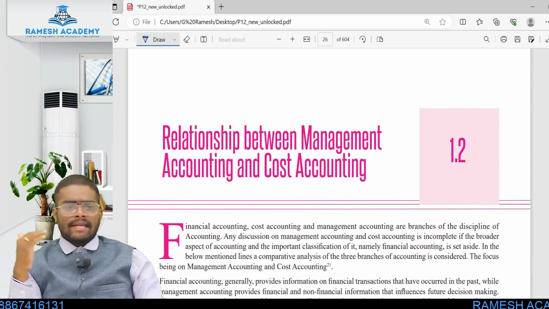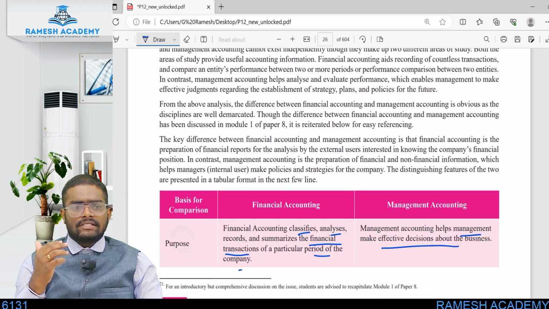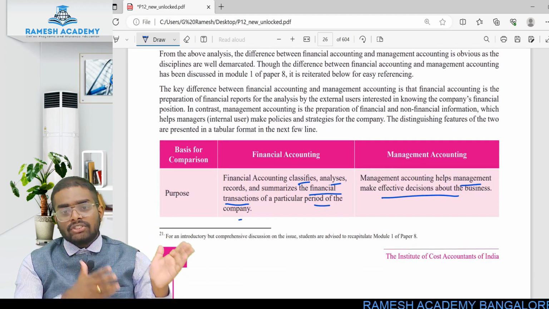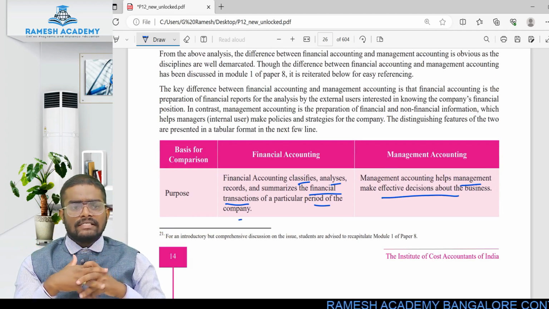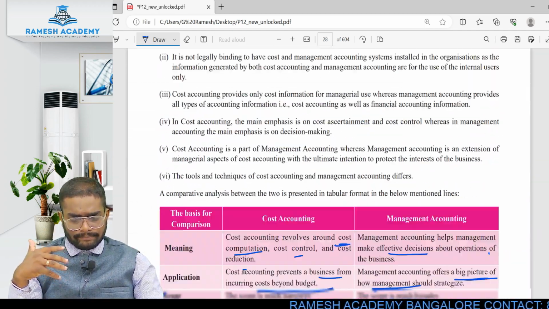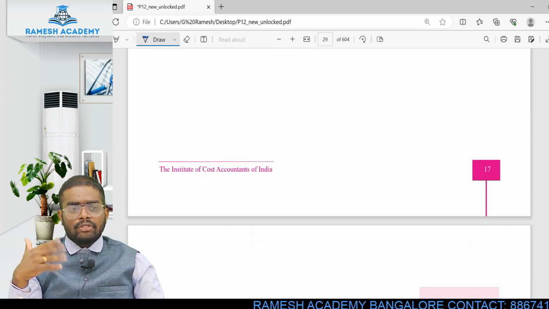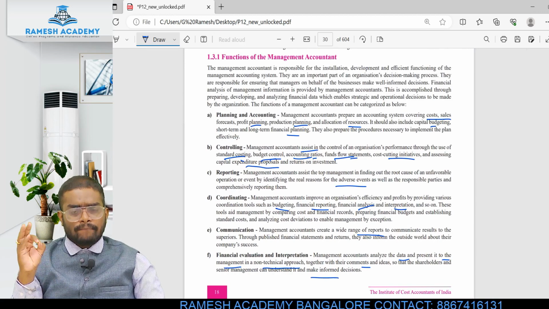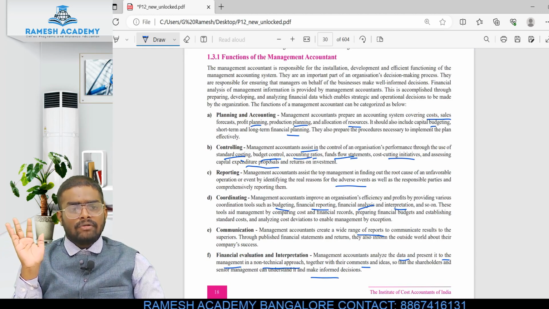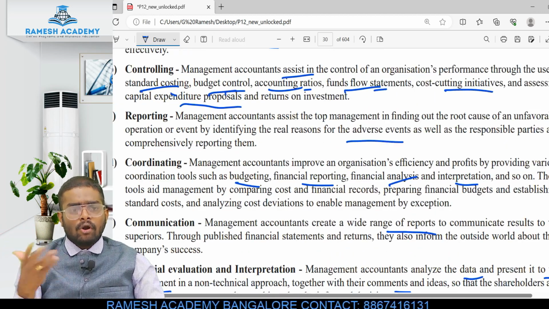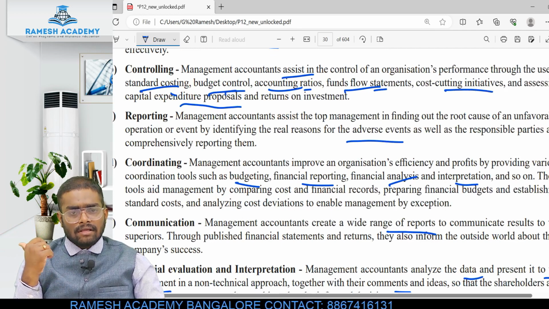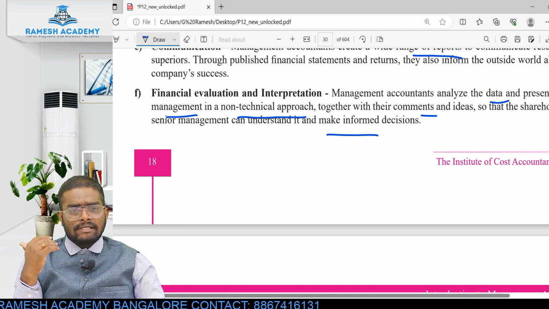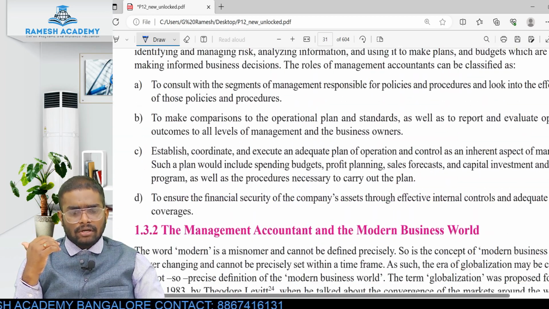Later we started with the relationship of cost accounting and financial accounting with management accounting. We saw the differences between financial accounting and management accounting, and the differences between cost accounting and management accounting, and what the relationships are. Later we came to the role of the management accountant in the business world. What are his functions actually? The functions are planning, accounting, controlling, coordinating, communication, reporting, tax, financial evaluation and interpretation, tax administration and all those things.